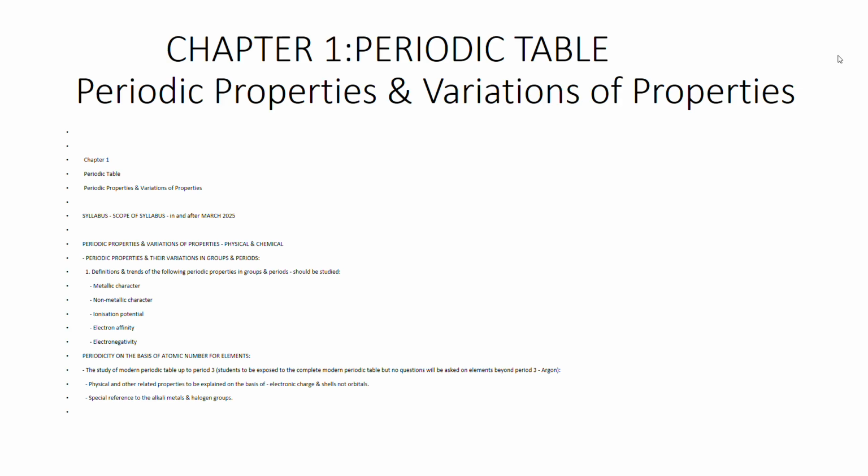Let's start. So the syllabus of the chapter is, first of all, we have to study the periodic trends, which are atomic size, metallic character, non-metallic character, ionization potential, electron affinity, electronegativity. These are the main topics. And next, the study of the modern periodic table until period 3 is compulsory, as it is preferred by the board, and the periodicity and the properties related on the basis of nuclear charge and shells should be explained as it is prescribed by the board.